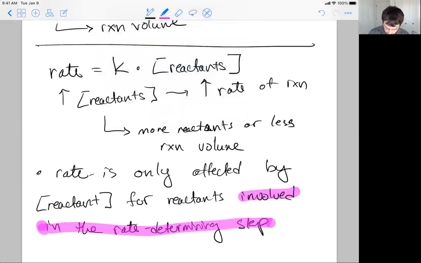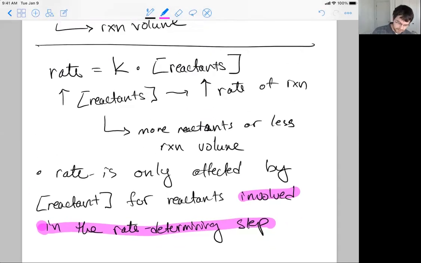So that's a really important idea. As we're discovering and elucidating rate laws, the only things that we can include in brackets and multiply by k are those things that are involved in the rate determining step. Anything that's not part of the rate determining step does not influence the overall rate of the reaction, and so we can't include them in the rate law. It's just the rate determining step. So it's just those reactants that are involved in the rate determining step.